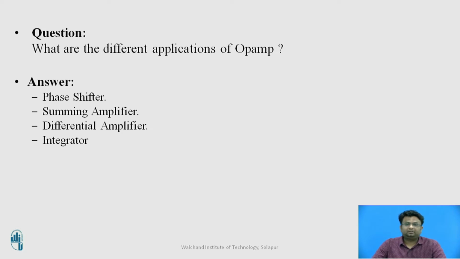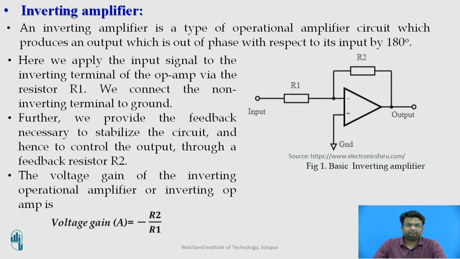The basic applications of the operational amplifier can be phase shifter, summing amplifier, differential amplifier and integrator. So, let us see what is an inverting amplifier. An inverting amplifier is a type of operational amplifier circuit which produces an output which is out of phase with respect to the input by 180 degrees.